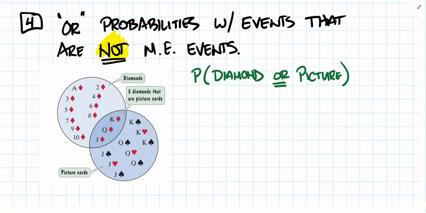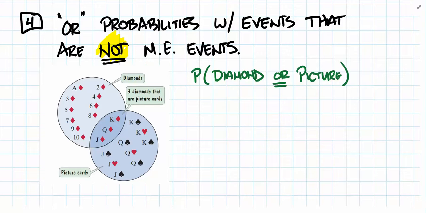We're going to draw a card from a single deck of 52, and I want to know the probability of getting a diamond or a picture card. Now, a picture card are the jacks, the queens, and the kings, okay? The jacks, queens, and kings. So I want to know the probability of getting a diamond or a picture card.